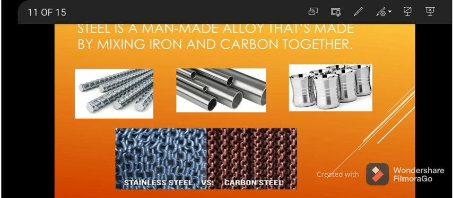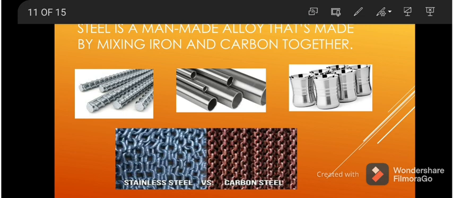And in the figure here you can find steel. Steel is man-made, whereas iron was natural. It is called a man-made alloy, made by mixing iron and carbon together. That means you take the iron, and an appropriate quantity of carbon is mixed with it. The properties are changed. Depending upon your requirement, you mix the composition, mixing carbon. The man-made alloy is called steel.